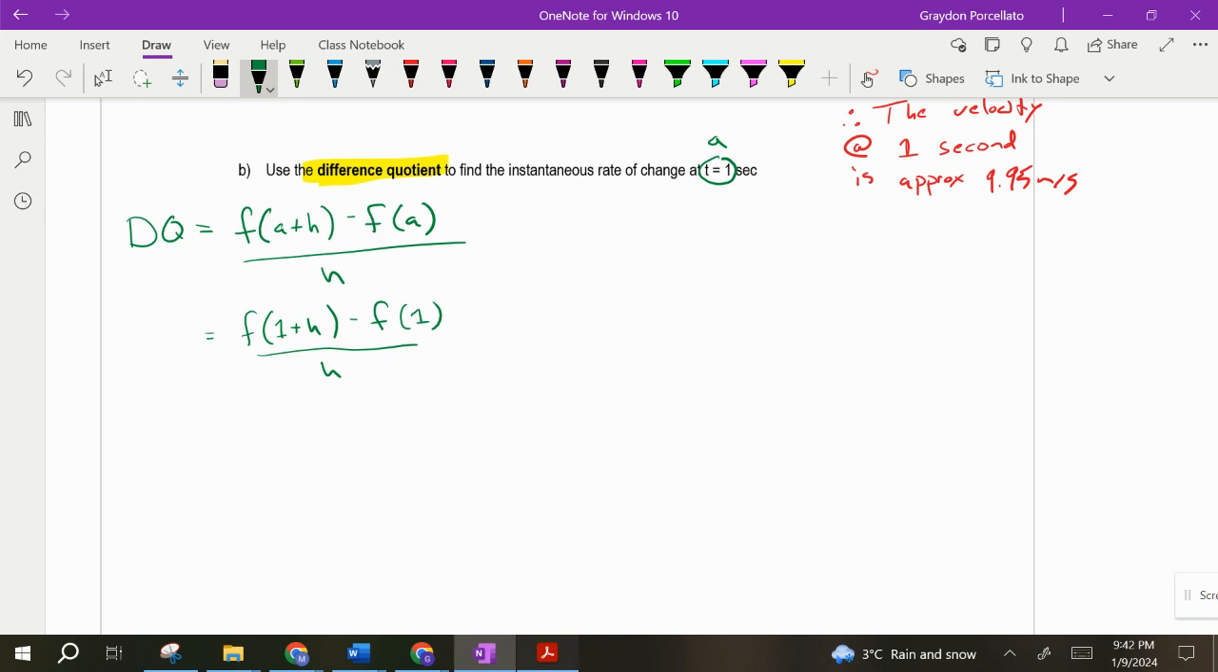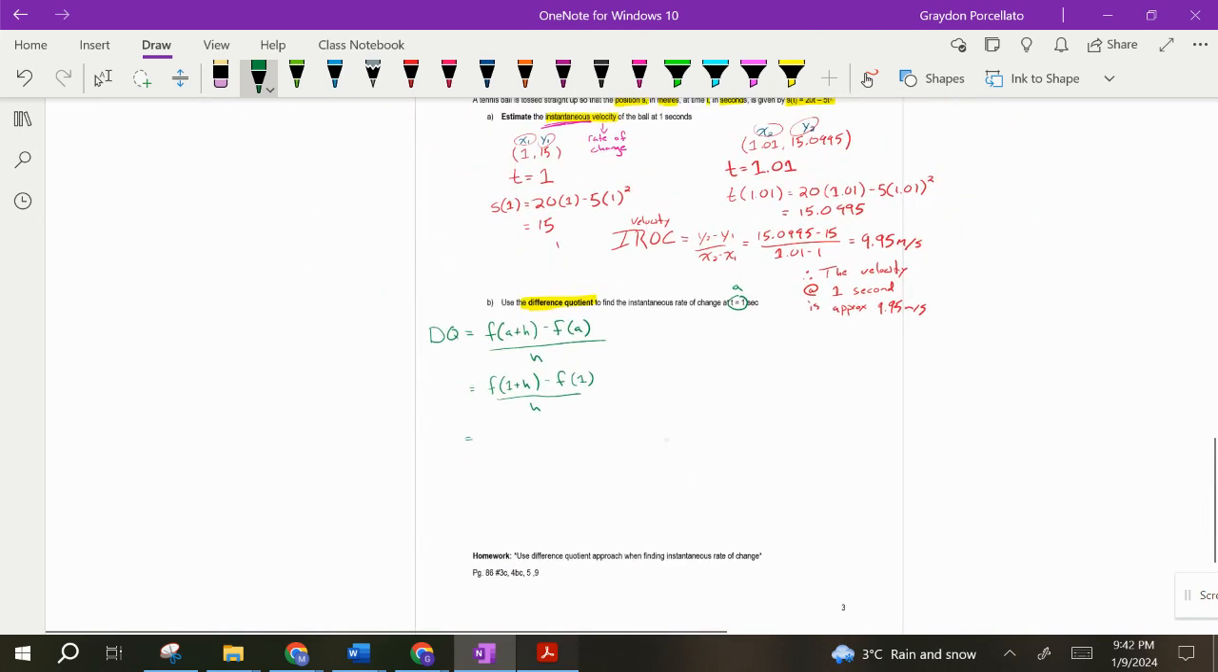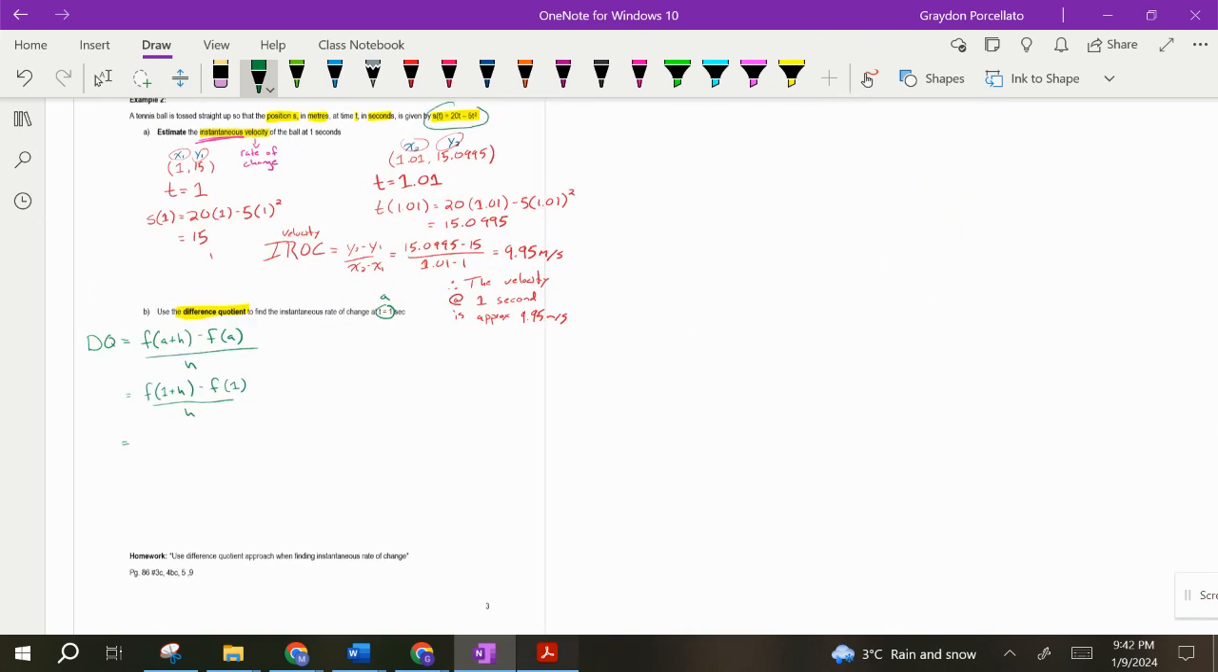Now remember that f of 1 plus h just means write the function, but sub in 1 plus h wherever I see x. So my first part, I'm going to put it all in brackets here. It's going to be 20 times t, so I'm going to sub in 1 plus h, close brackets, minus 5, bracket 1 plus h squared. Okay, so that's the function when I sub in 1 plus h.